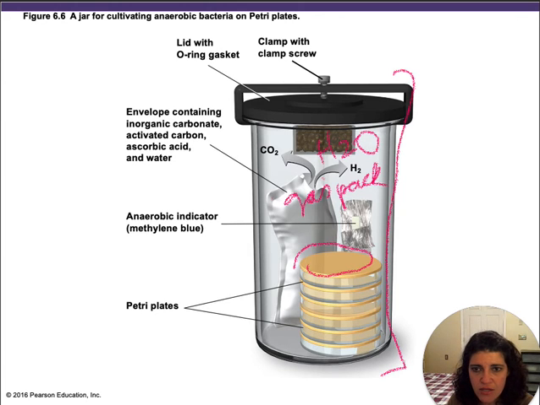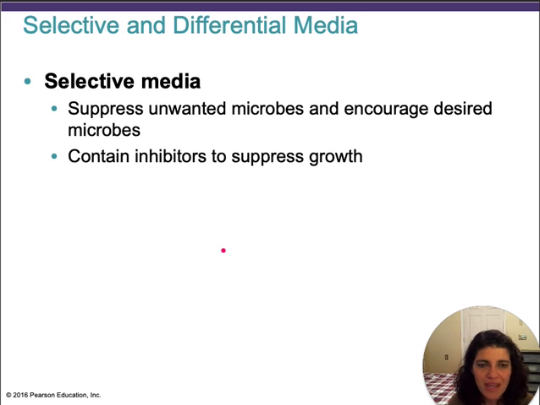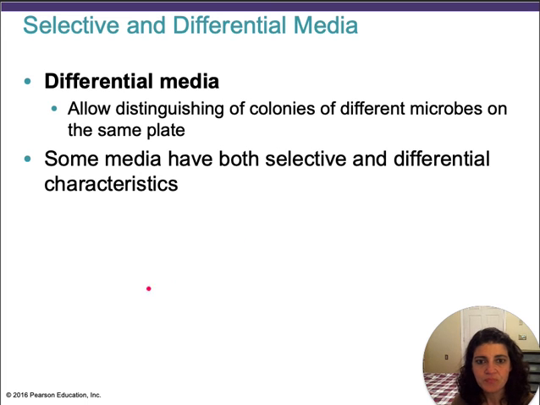A selective medium is a medium that suppresses unwanted microbes to grow. So you select what's gonna grow and what's not gonna grow. Usually it has drugs that kill certain microbes and not others. For example, kill gram-positive but not gram-negative kind of thing, okay? And a differential medium allows everybody to grow, but you can distinguish the microbes on the plate because the colonies are going to have different colors depending on what you're testing. Most of the time you're testing fermentation, but you can test also presence of enzymes here, okay?